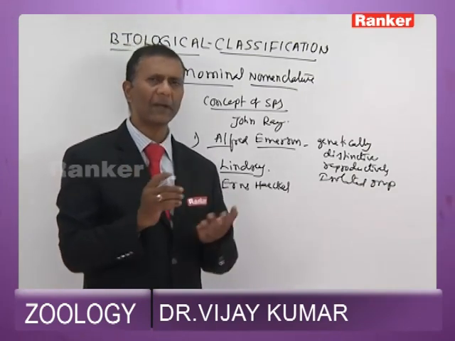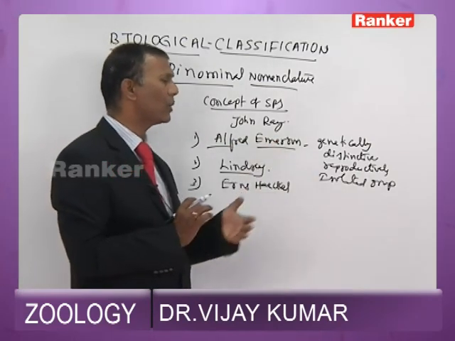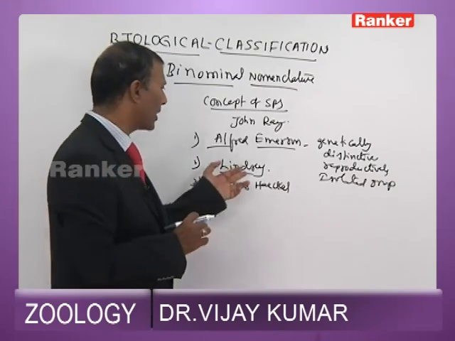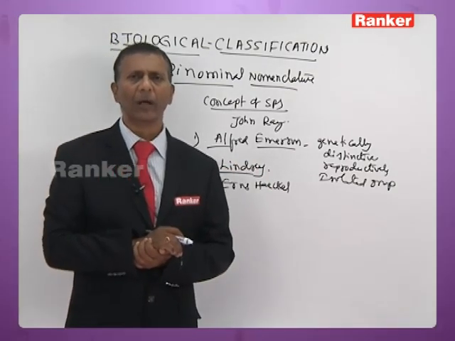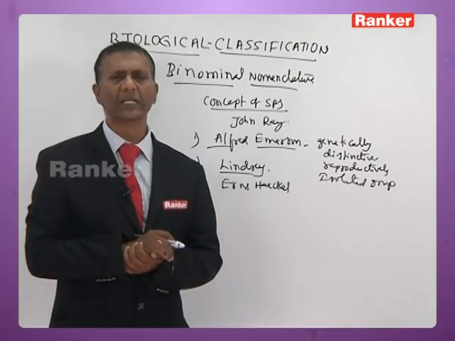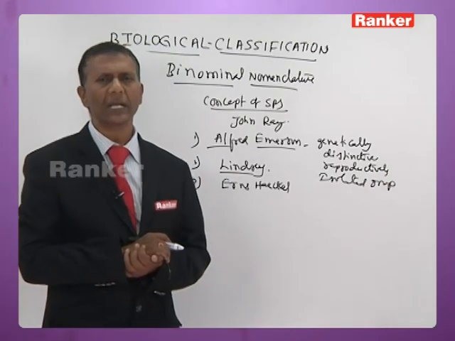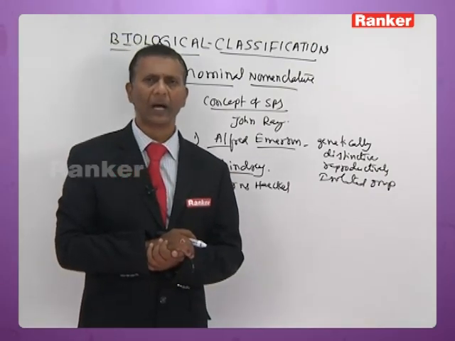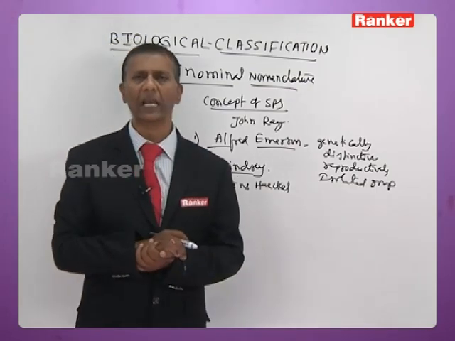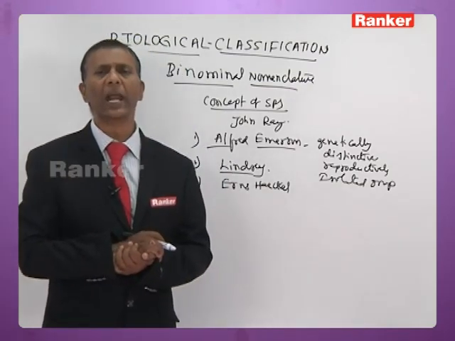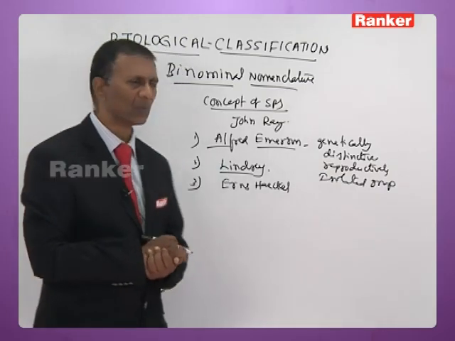So there are different concepts given by different scientists. According to Emerson, a genetically distinctive, reproductively isolated group. According to Lindsay, an assemblage of organisms with more or less similar morphological characteristics with slight variations, all of them having a common ancestry and reproductively isolated from all the other species. According to Ernst Haeckel, a potentially interbreeding population reproductively isolated from all the other species.